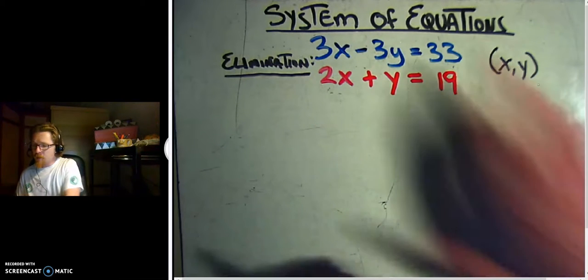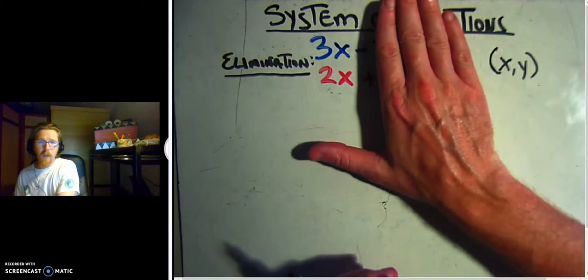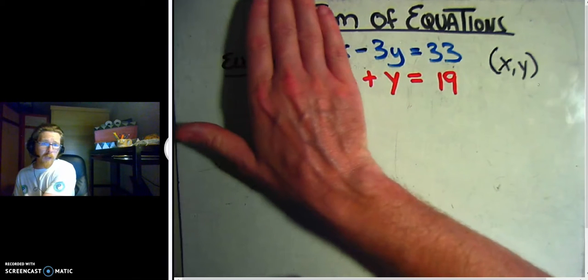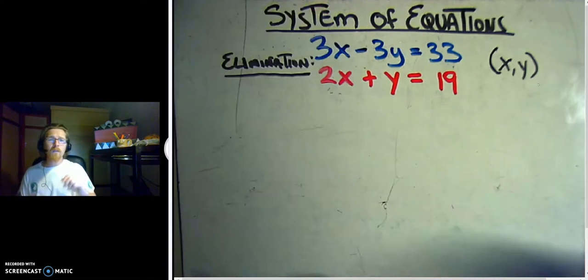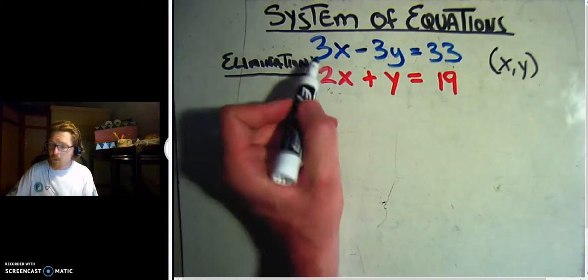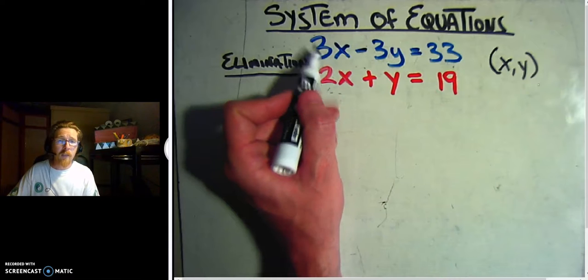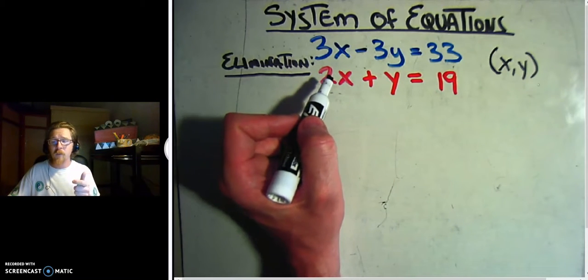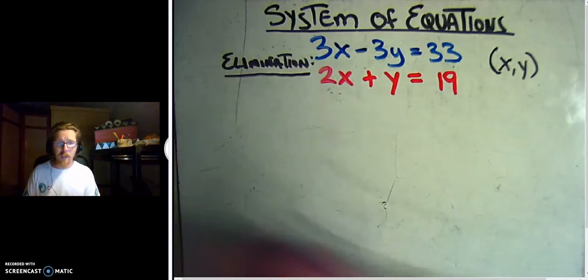Now when I look at this, if I combine 3x and 2x, I don't get 0, I get 5x. And if I subtract them, I get 1x. If I combine negative 3y and positive y, I don't get 0 in any way. And so I need to do some algebraic manipulation. What I'm going to try to do is get the coefficients to be the same number but opposites, so I can add these equations together.